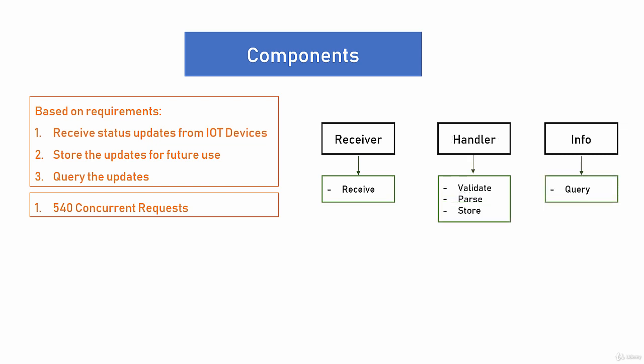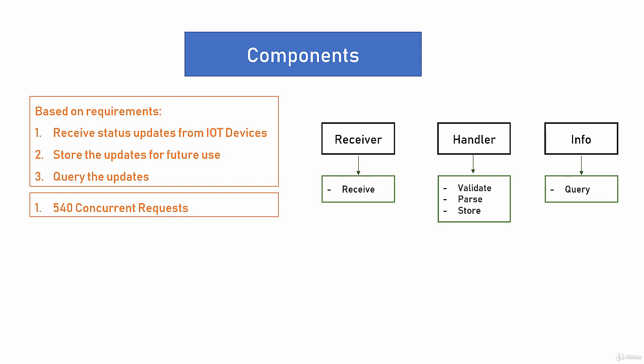Validation and parsing always go hand in hand, and from a higher point of view, they are part of the same service. In addition, any additional component is another process we need to maintain, and there is no justification for this in this specific scenario. So to summarize, we have three components: receiver that receives the message, handler that validates and processes it and then stores it for later use, and info that allows users to query the data.